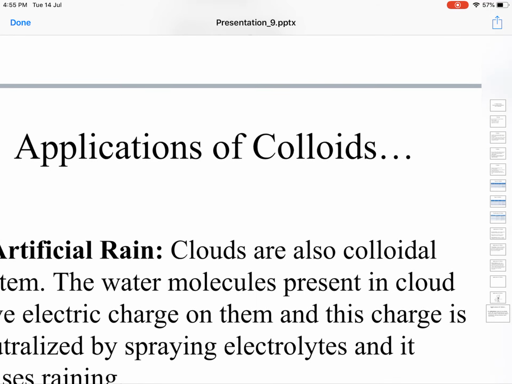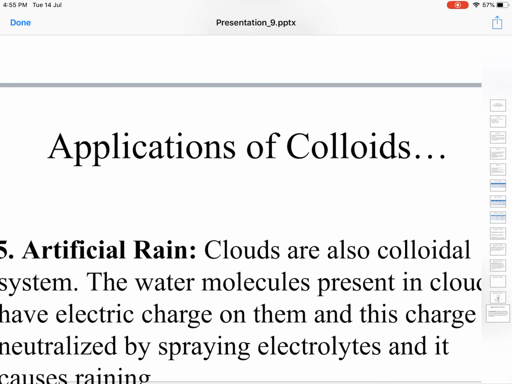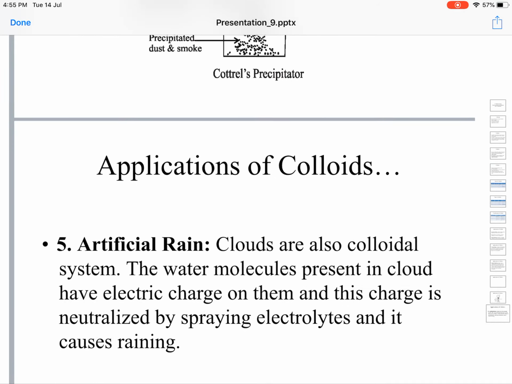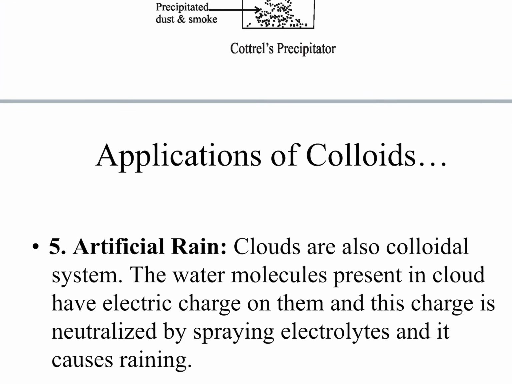Artificial rain. Clouds contain water vapor and dust in the form of colloidal particles. The water molecules present in the cloud will have electric charge on them, and this charge can be neutralized by spraying electrolytes like silver iodide. Silver iodide is used mostly.